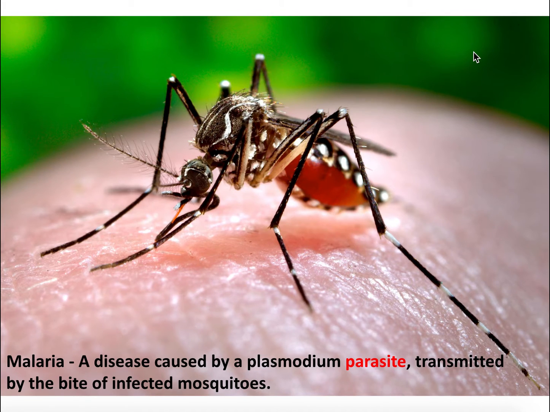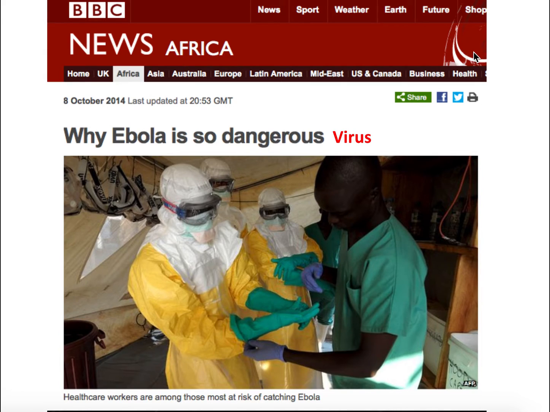So, malaria, which is a disease caused by a parasite transmitted by the bite of an infected mosquito. Ebola, which is a virus. So it's different than malaria in that it's not a parasite, it's a virus. And in 2014, there started to be a very large epidemic of Ebola spreading throughout different parts of Africa.